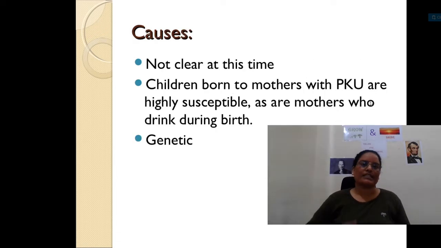Okay, then the next is causes. The causes of this disease are not clear at this time. Children born to mothers with PKU, phenylketonuria, which is caused by a gene abnormality, might be affected. When the mother suffers from phenylketonuria, the child might suffer from a cardiac condition, that is tetralogy of Fallot.